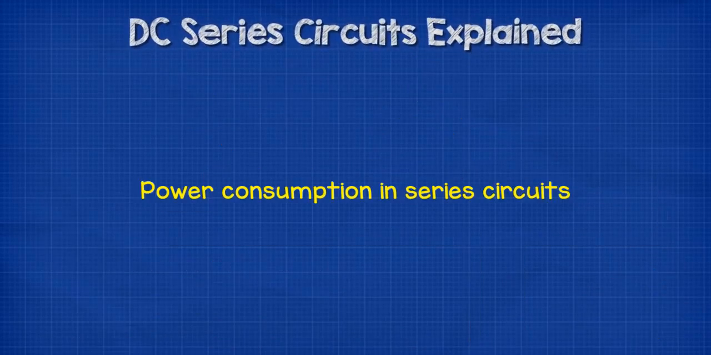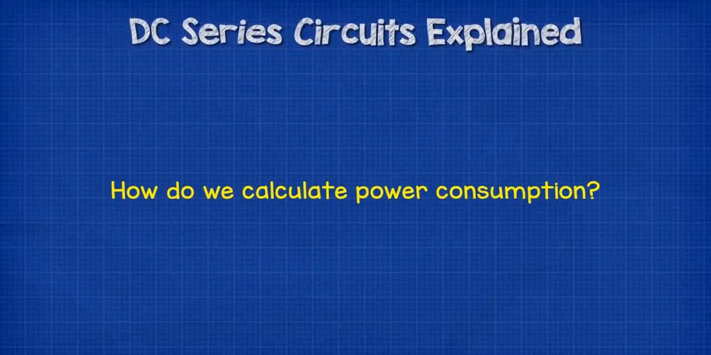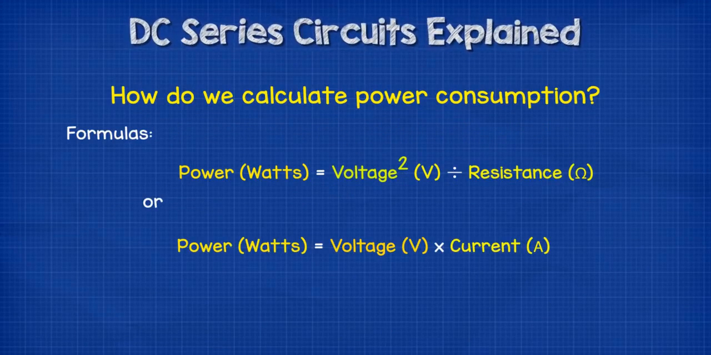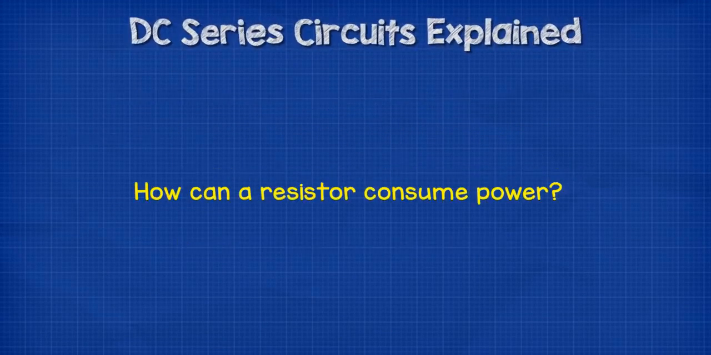Power consumption in series circuits. How do we measure power consumption of the circuit? Well, we can use the following equations. We can either use power, which is watts, equals voltage squared divided by resistance, or we can use power equals voltage multiplied by current. You might be wondering, how can a resistor consume power?